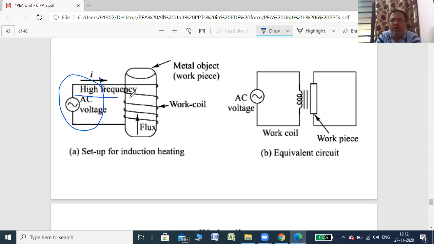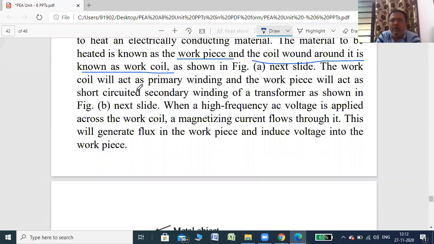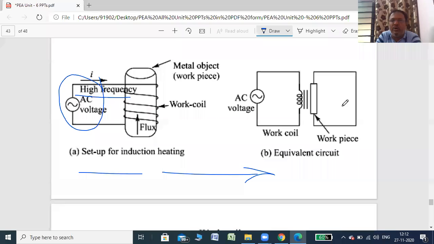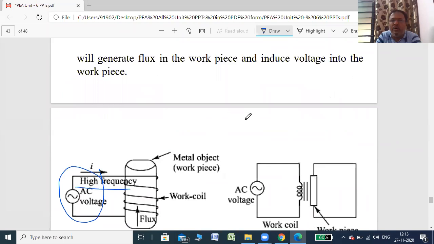Again, we get high frequency from the circuit, the same AC to DC converter, and then again DC to AC with a higher frequency, right? So what happens, we will see first: the work coil will act as a primary winding, and the workpiece will act as a short circuited secondary winding of a transformer, as shown in figure B. So this coil acts as a primary, and this workpiece acts as a short circuited secondary winding, right? Because the secondary winding is closed, that's why it is called a short circuited secondary winding, right?